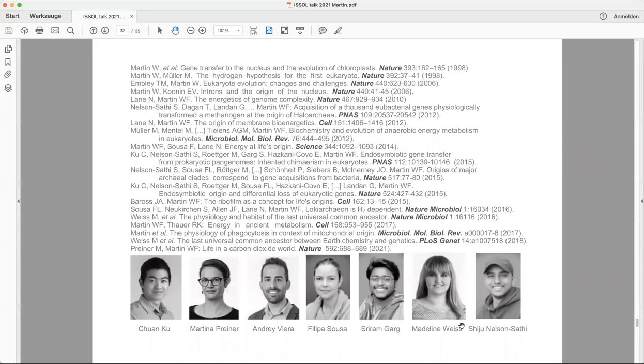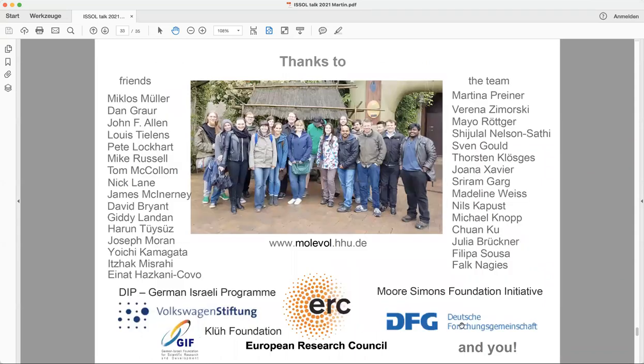These are the people who are doing the work. They're all smiling because we still have a fair amount of luck publishing papers. And this is the group and the people that gave us the money, the Volkswagen Stiftung, the Clue Foundation, the ERC 3 times. Thank you very much, everybody involved with the ERC, Moore Simons, DFG, and I'll be glad to take any questions if you have them.